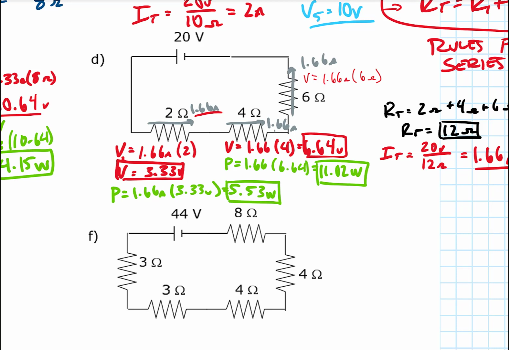And we end up with a voltage of 9.96 volts, or really close to 10 volts. And the power here is the current, 1.66 times 9.96. Power is 16.53 watts. Same process over and over and over again, no matter how many resistors we have, which is good.